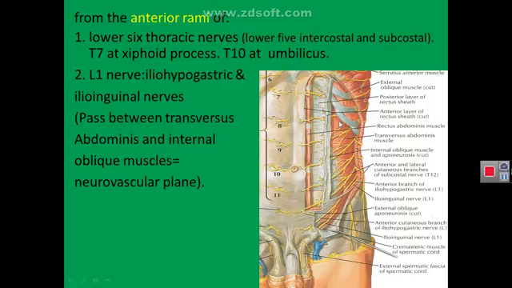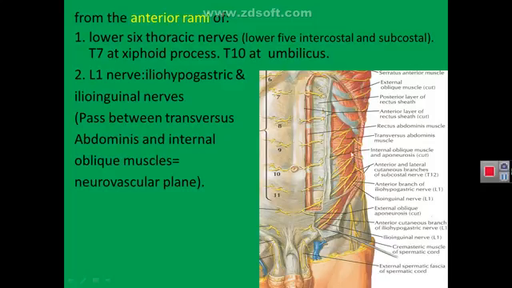All of these nerves run in between the internal oblique muscle, which is a flat muscle of the anterior abdominal wall, and the transversus abdominis muscle. And this position where the nerves are running is called the neurovascular plane, similar to the neurovascular plane seen in the thorax in between the internal intercostal muscle and the innermost intercostal muscle.